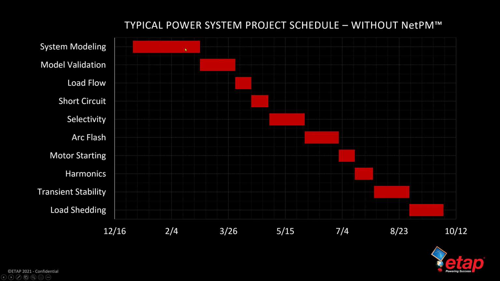So this is what a typical power system project schedule looks like without NetPM, where you are going through the modeling phase. We go through the model validation phase where we get operations data for a single snapshot of information. And then we compare it with the load flow result and validate our load flow. And then we actually perform the load flow calculations and equipment sizing, short circuit duty sizing, selectivity, arc flash, and so on and so forth. And this takes weeks to months to perform.